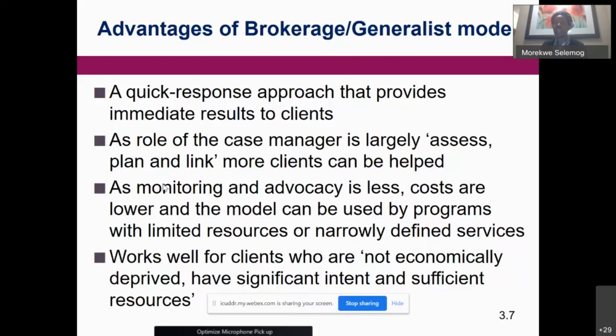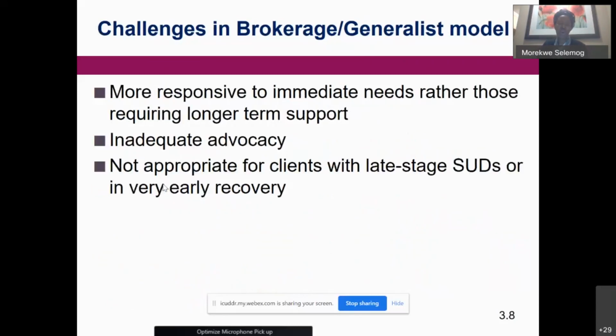Resources here could be physical, it could also be internal resources, as it was highlighted yesterday when you talk about internal motivation, whether it's about self-confidence. So you can see the advantage and disadvantage already in the slide for this kind of model. Some of the drawbacks of this model is that it is not responsive to long-term support. As I've already said, the case manager just links the person. So some of the needs of the clients that are long-term are not really addressed. There's inadequate advocacy, as I've already mentioned. It's not appropriate for clients with late-stage SUD or in early recovery.